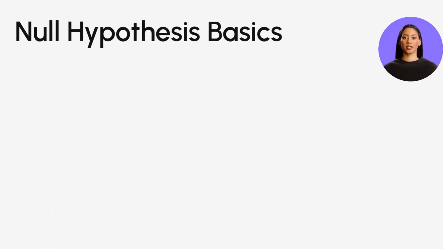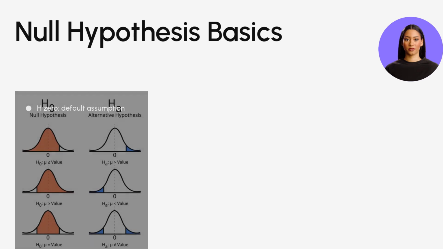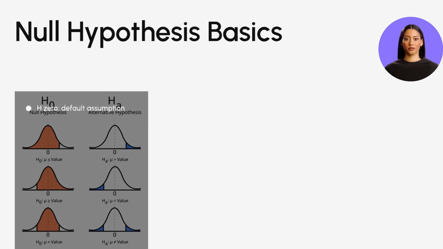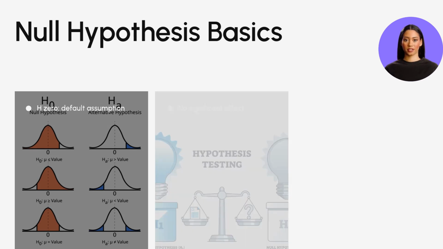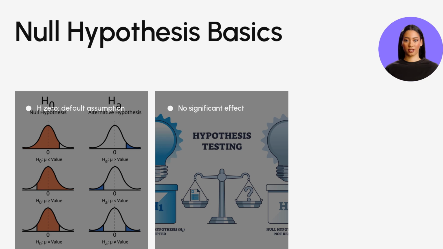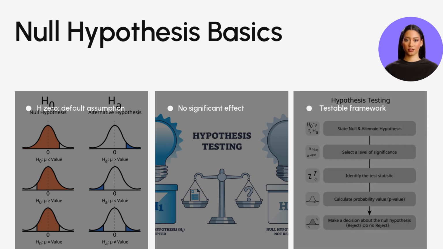The null hypothesis, denoted as H0, is a fundamental component of hypothesis testing. It represents the default assumption that there is no significant effect, relationship, or difference between variables. The null hypothesis is designed to be testable. It provides a framework for assessing whether observed results are statistically significant. Researchers use statistical methods to determine if they can reject the null hypothesis in favor of an alternative hypothesis.